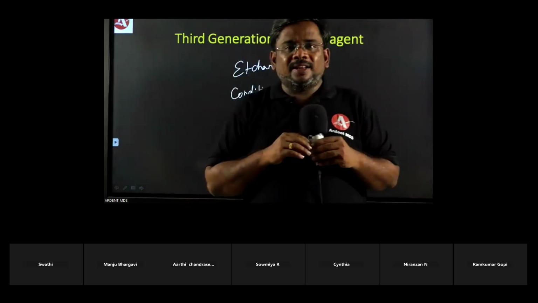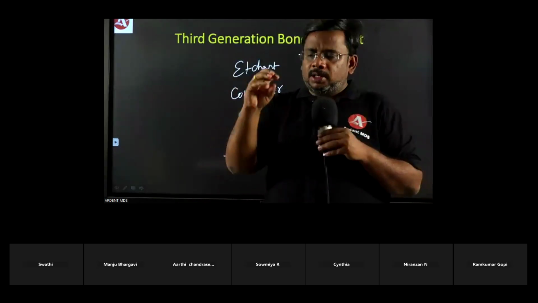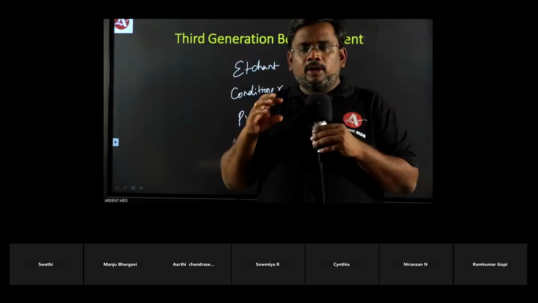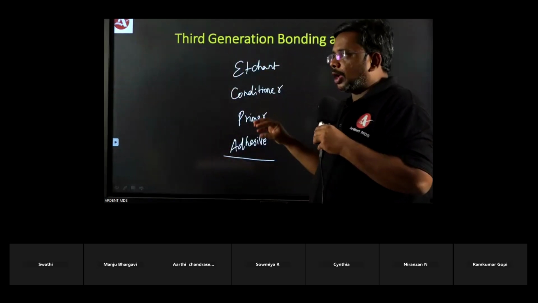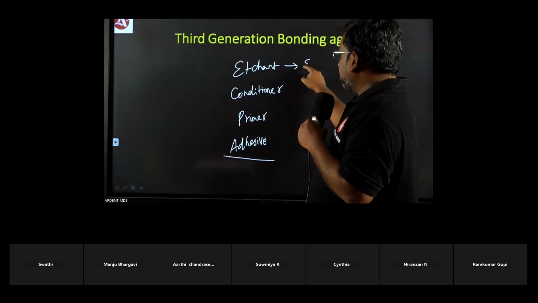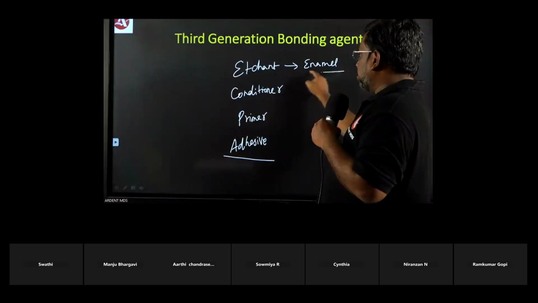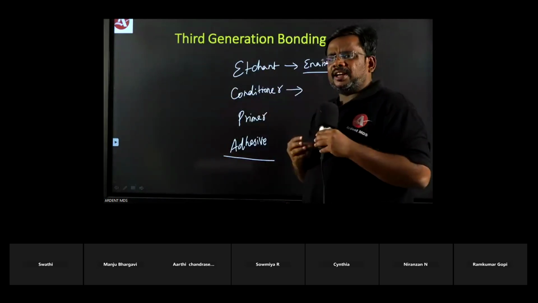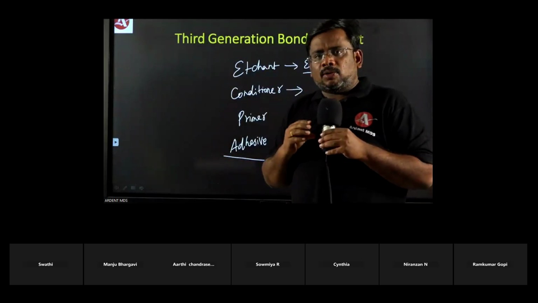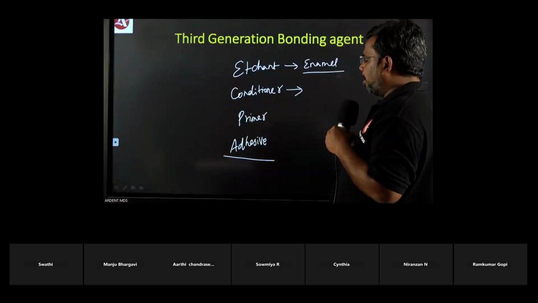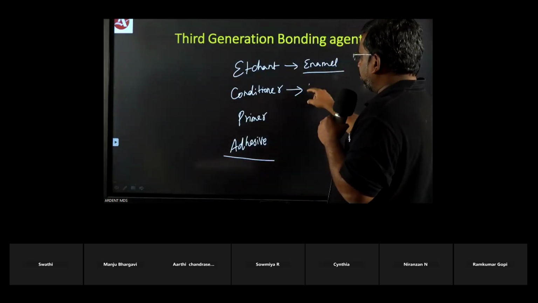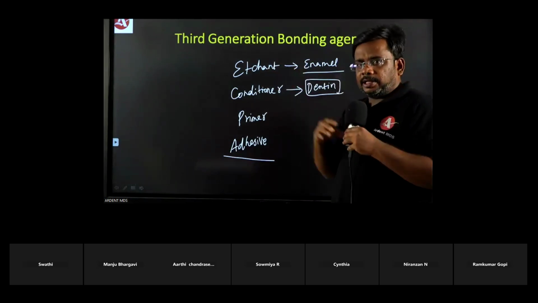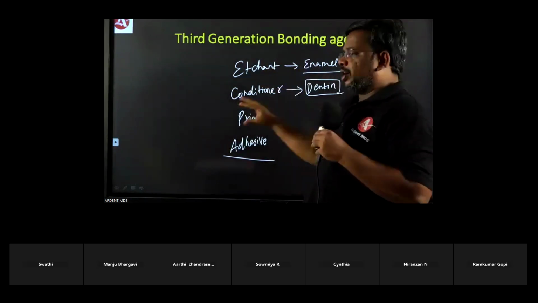When you do the cavity preparation, there is enamel in some areas and dentin in some areas. So what did the scientists say? If it is an enamel area, etch it. Enamel is stronger. And what is a conditioner? Conditioner is a mild acid. If it is dentin, which has less inorganic part, go for a conditioner. If it is enamel, you go for an etchant.